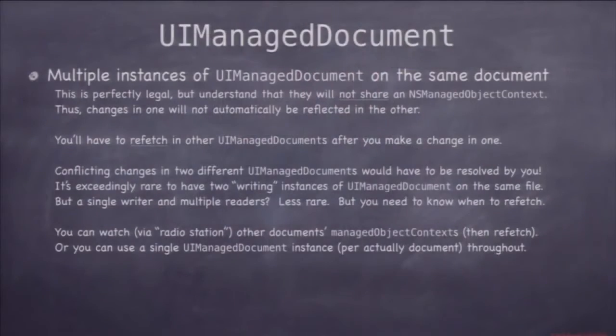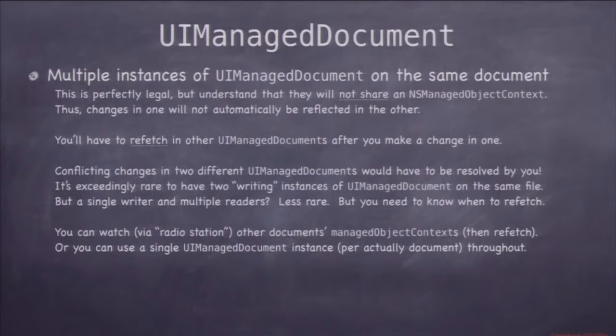Okay? All right, so let's talk about having multiple instances of UI managed document on the same document. Am I allowed to alloc init file URL to create a UI managed document, and then somewhere else in my code, alloc init file URL with the same URL, and have two of them looking at the same document? You might think, oh, that can't work, but actually it works perfectly fine. The two have their own managed object contexts that are different, but both contexts are looking at the same database, and when they both make changes, it's going to save.